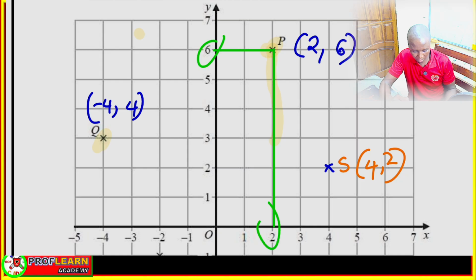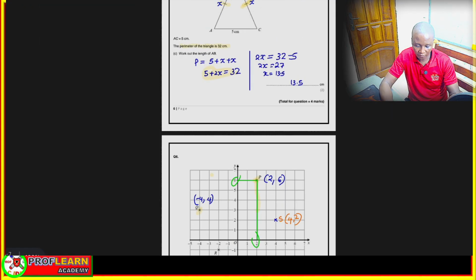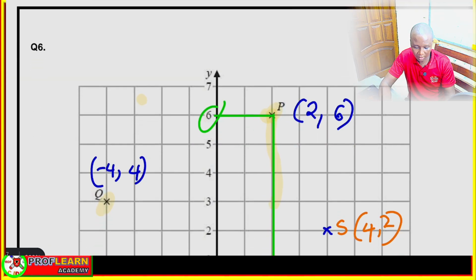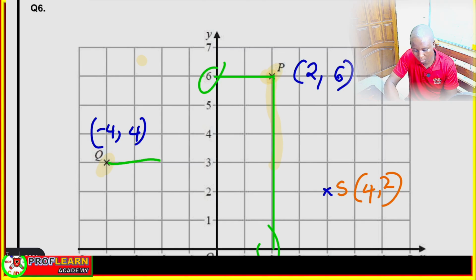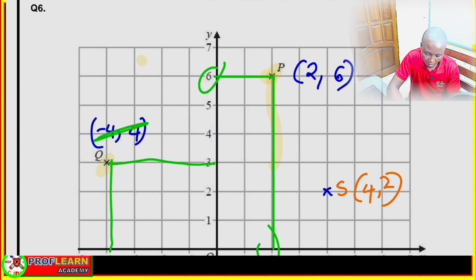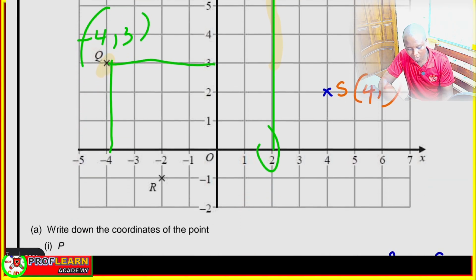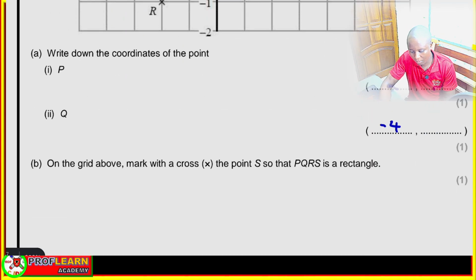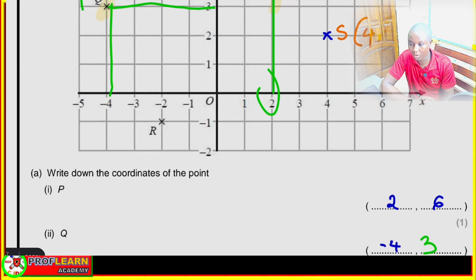Those are the two values you are supposed to read at that given point. And then Q, you can see, is 3 here, and then we have -4. So I need to actually correct this. Yeah, this is -4, 3 for Q. So I need to correct this as well: -4, 3, so that it's correct now.